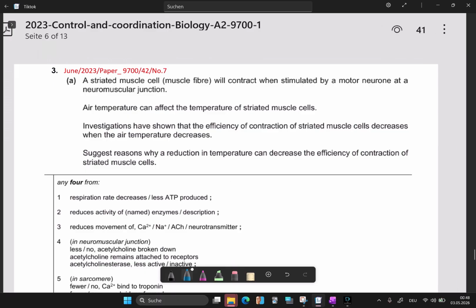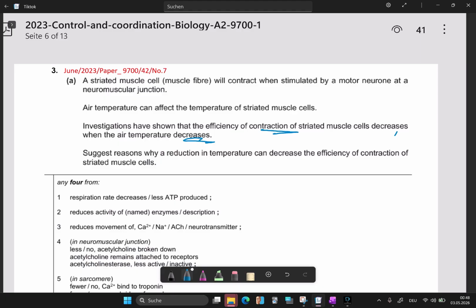This question was saying that a striated muscle will contract when stimulated by a motor neuron. Air temperature can affect the striated muscles. Okay, they found out that when the temperature decreases, so do the contractions. So he wants us to suggest why. Those are the types of questions that you have to think about.